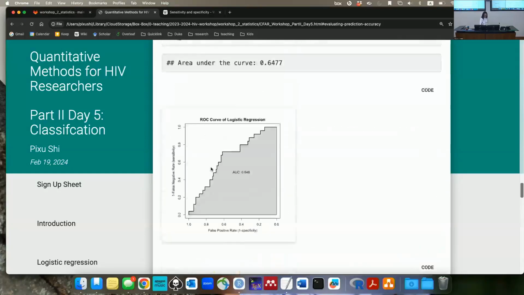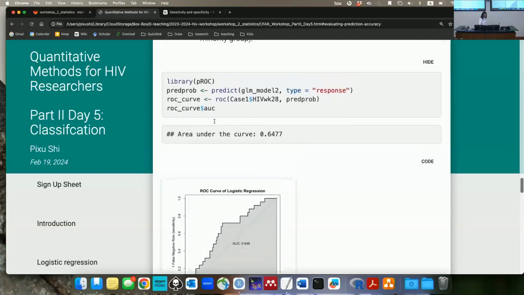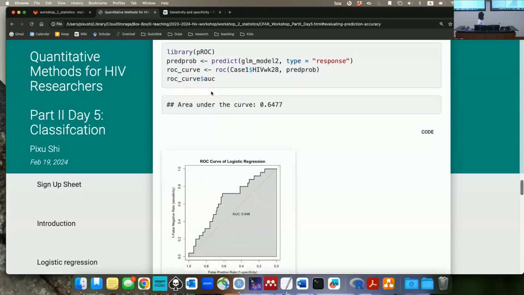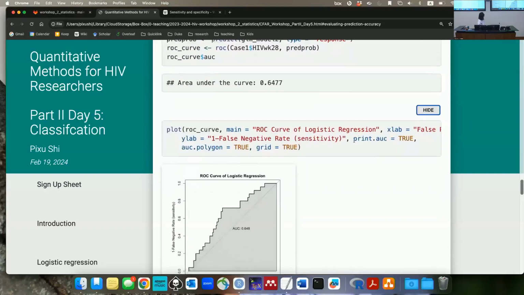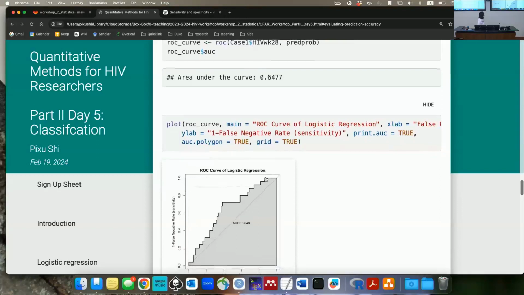So there are two ways of getting the ROC curve. One simple way is just this pROC package, and you do the ROC function on the observed labels and the predicted probability. I think this is the simplest way that people love. And if you plot that ROC curve, you can ask it to print the ROC, the AUC, and shade the area under it.